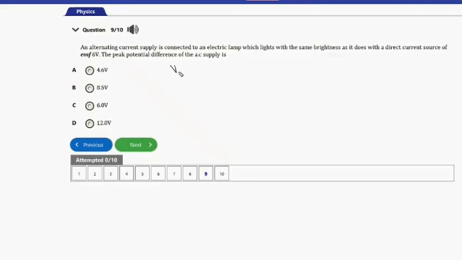So guys, we're going to also recall that the peak voltage is equal to the root mean square voltage times square root of 2. So in this case, the root mean square voltage is 6 volts. So we multiply 6 volts by root 2. That will give us 8.5 volts, and that's option B here. So let's go ahead and consider the next and last question, guys.